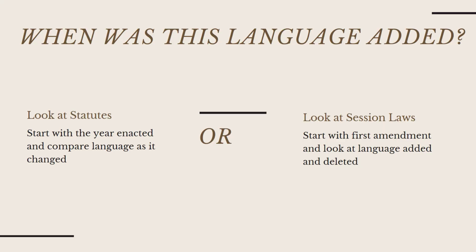Again, I had mentioned that we are often asked to track when language was added. So you'll look at the statutes, start with the year it was enacted or the last year, and then compare the language as it changed. The session law shows it marked up and shows you crossed out language for something when it was deleted, or they'll put it in a different font or bolded if it's new language added. So you use the session laws in order to track when language was added.